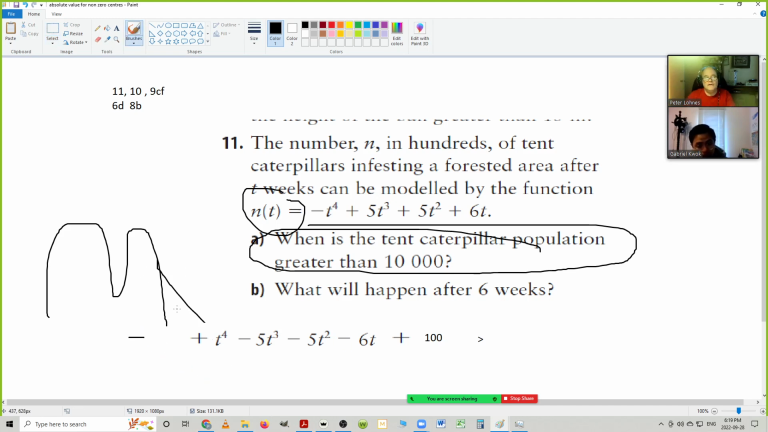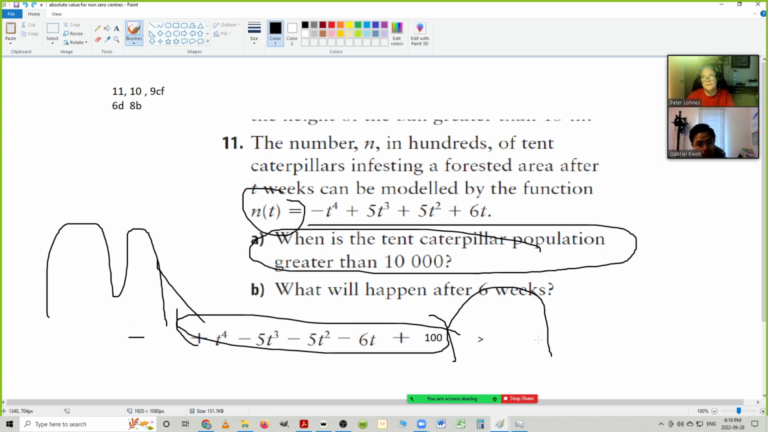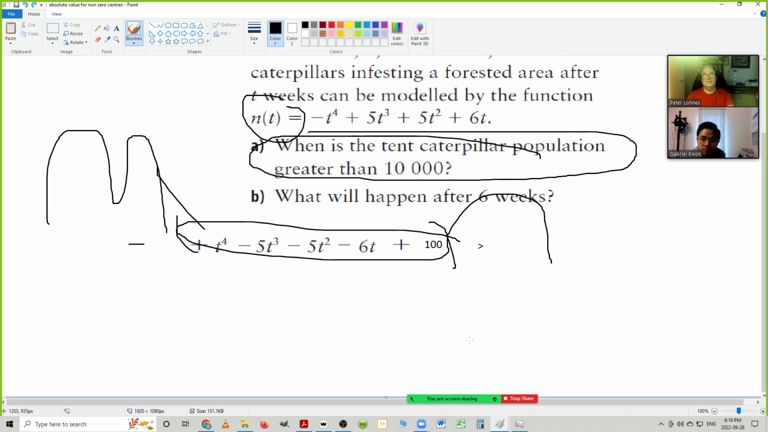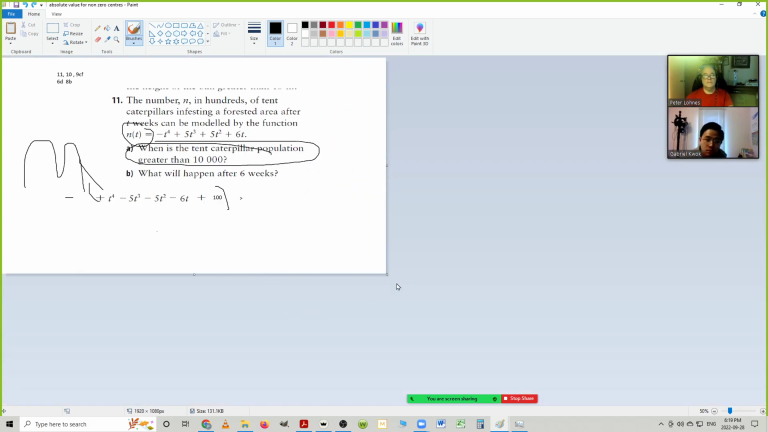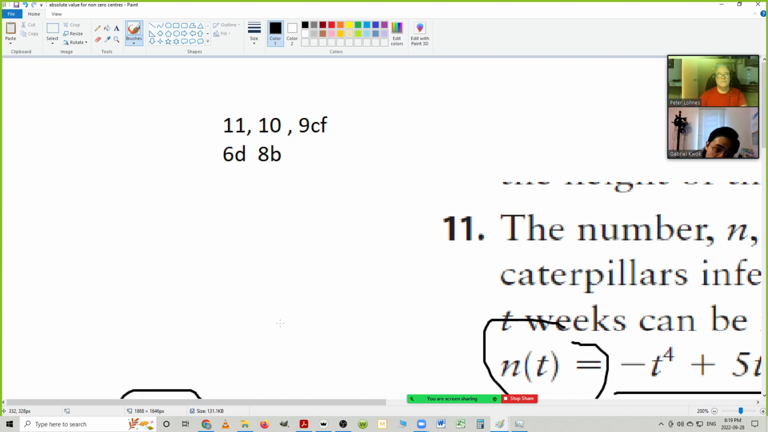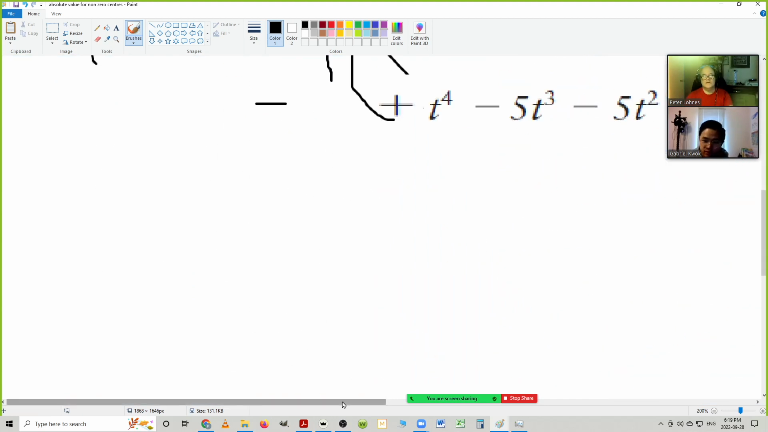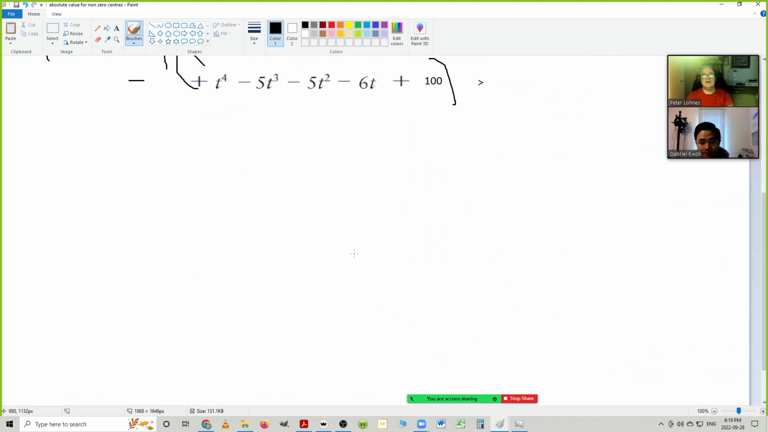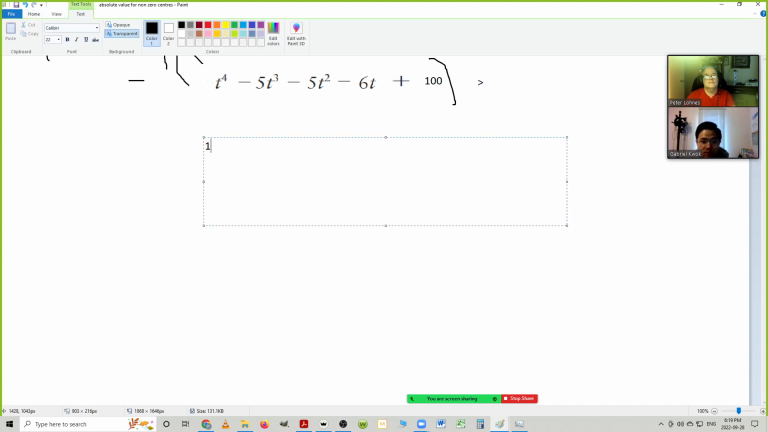I now have to find a value that will give me a remainder of 0. What do I do? Start testing out factors. But what's the fastest way we've discovered, other than using a computer, for testing them out? Synthetic division. Give me the numbers in front of those: 1, negative 5, negative 5, negative 6, and 100.